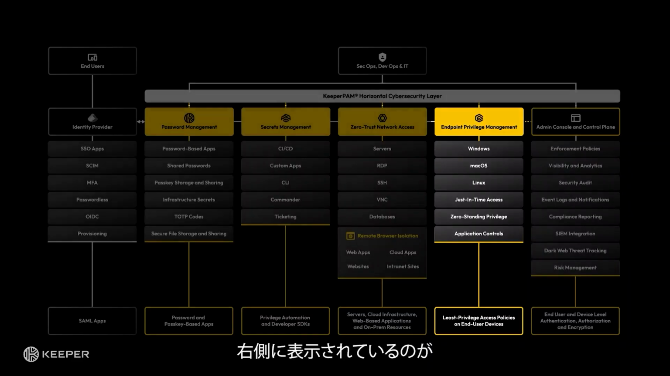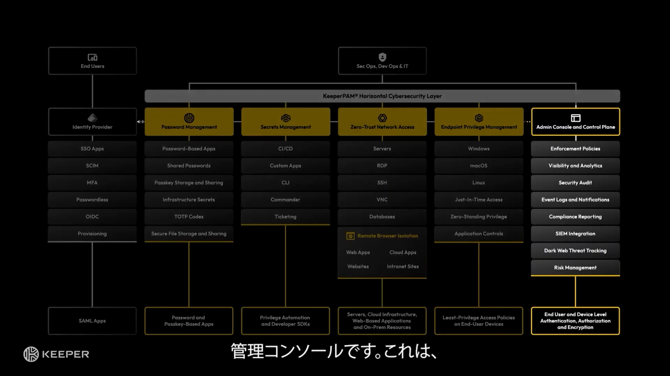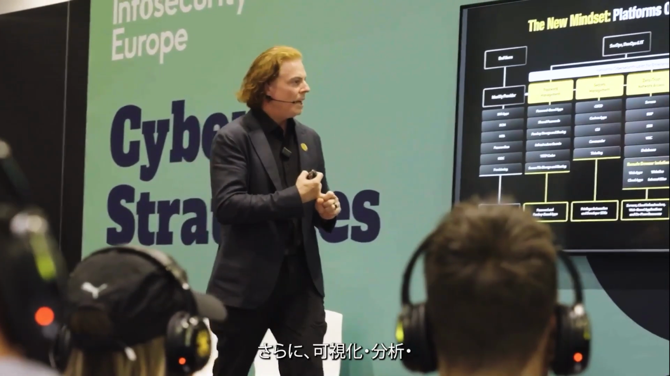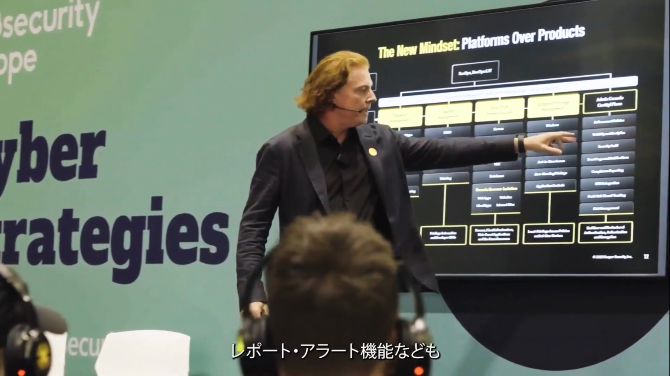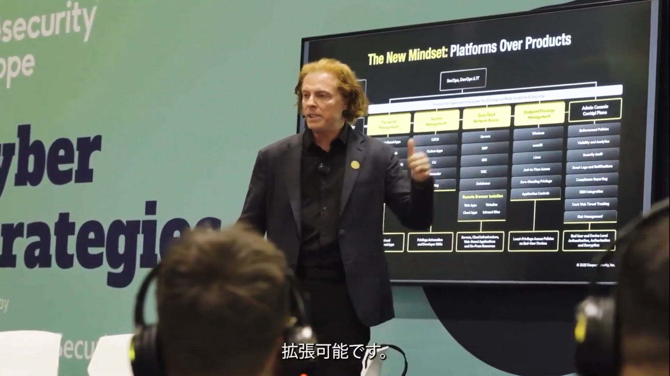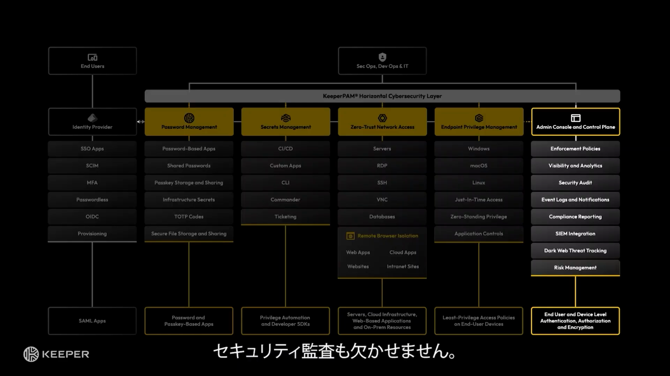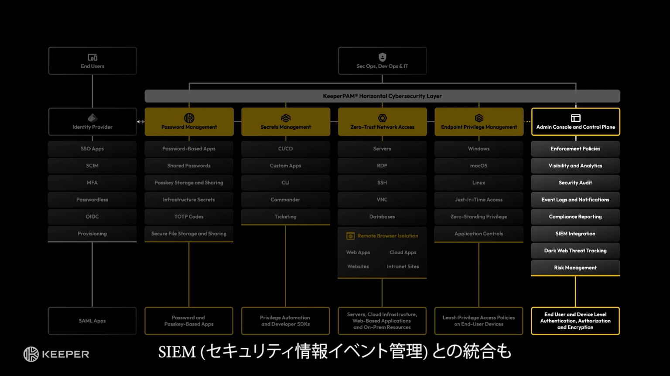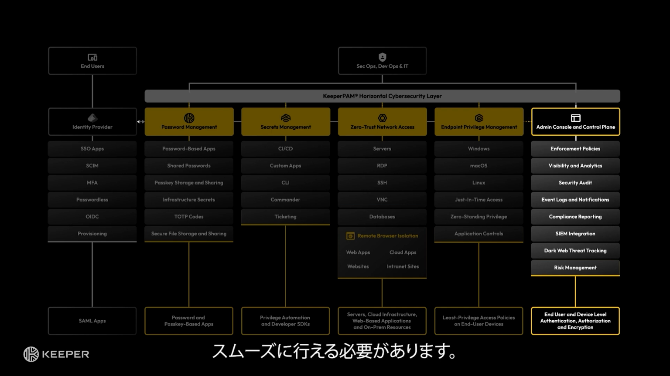On the right-hand side, this is the admin console. This is your pane of glass. I have complete visibility over every user on every device at every location. I have logs on everything that's happening inside my organization. I also can layer in things like visibility and analytics, advanced reporting and alerts. Then we've got security audits. We have event logs. We talked about that. We have compliance, SIEM integration. That should be completely seamless.